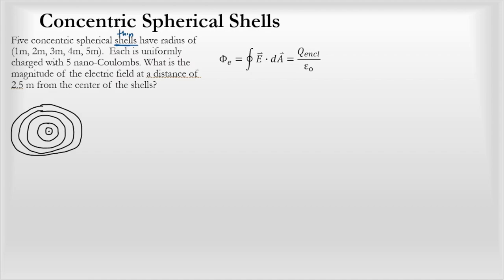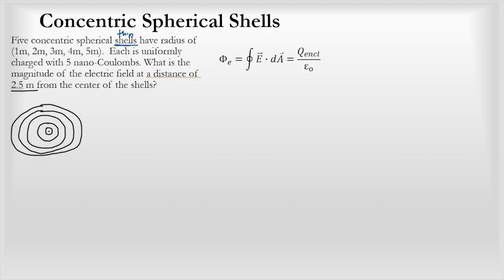Each is uniformly charged with 5 nanocoulombs. So on the inner shell of 1 meter, there's 5 nanocoulombs on it, all distributed evenly around on that spherical shell. There's 5 there, there's 5 there, there's 5 there, there's 5 there, and there's 5 there. It says, what is the magnitude of the electric field at a distance of 2.5 meters from the center of the shell? So what I'm going to do is note my symmetry.